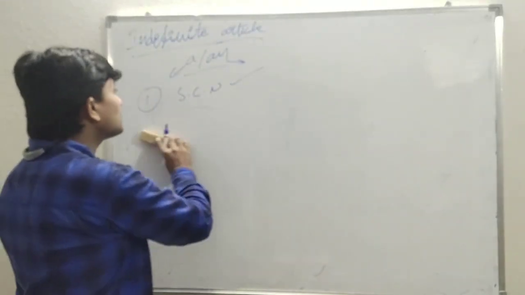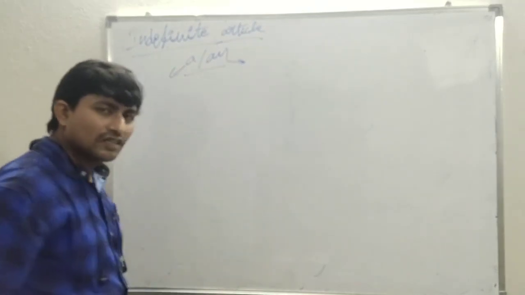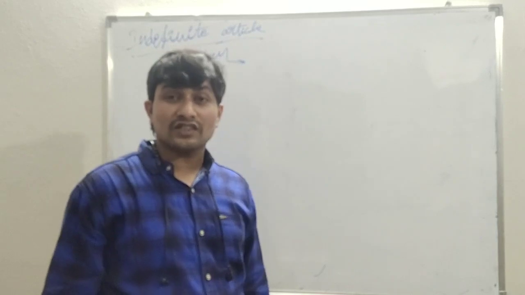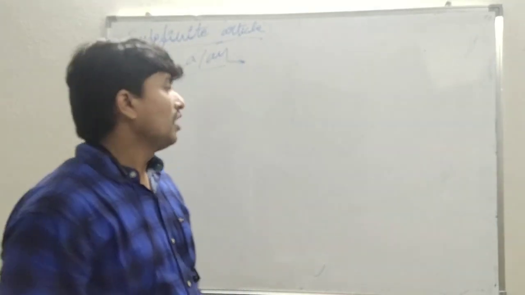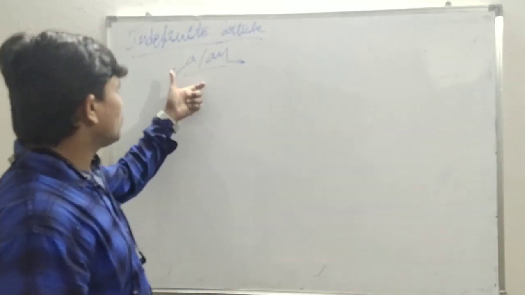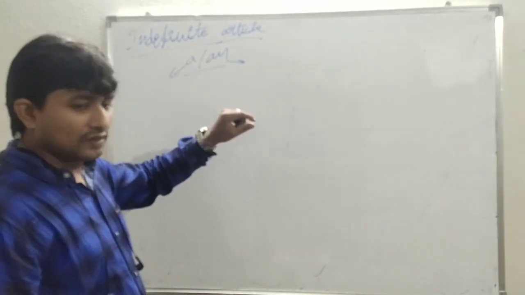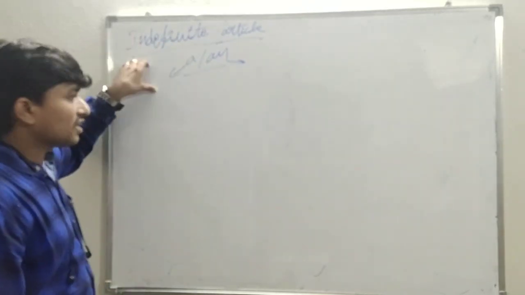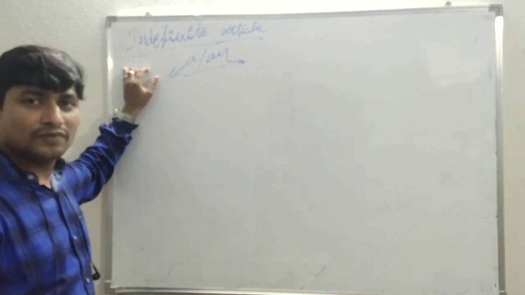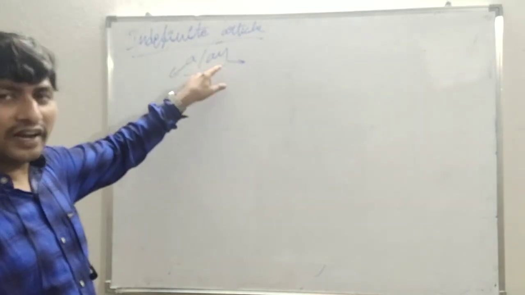It is known as a singular countable noun when it is used along with a countable noun. And now, let's see the usage of a or an. So what is the usage of the indefinite article? Just now we have learned the usage of the indefinite article. The indefinite article is a or an.